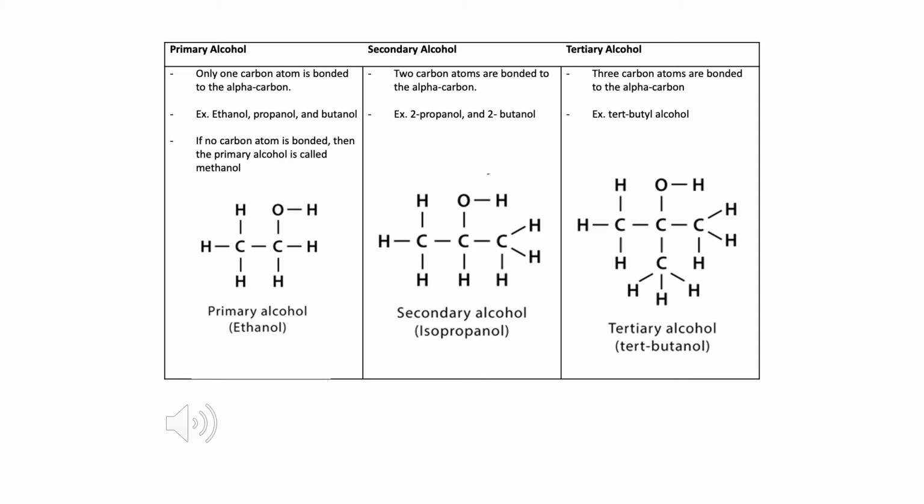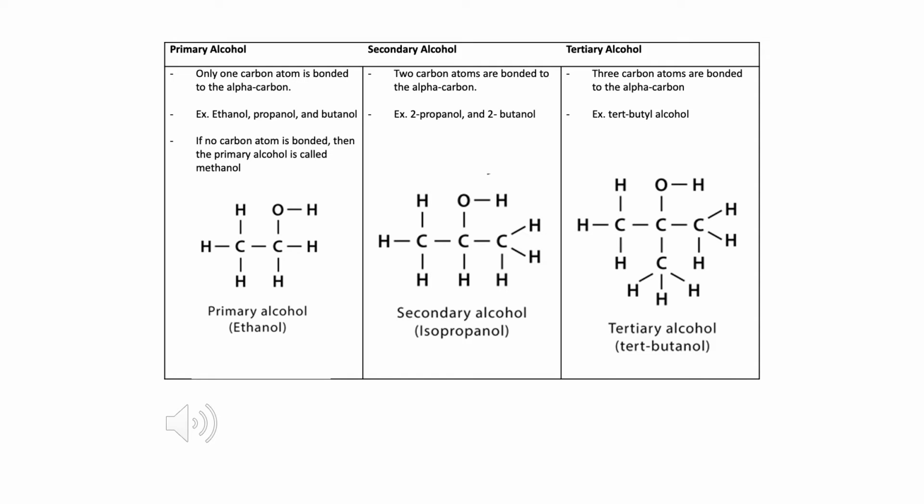Next, the secondary alcohol is when 2 carbon atoms are bonded to the alpha carbon. For example, 2-propanol or 2-butanol. Again, below there's a structure that is explaining this, and it is isopropanol, which is considered a secondary alcohol.